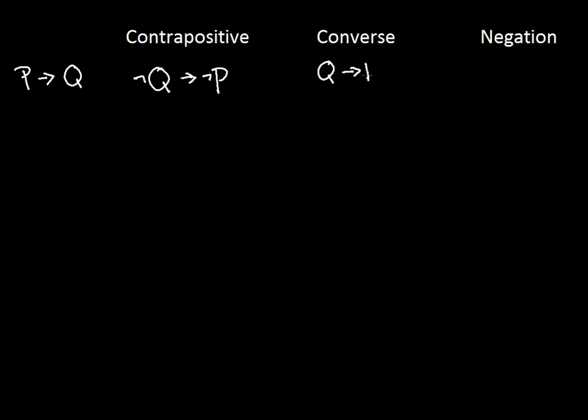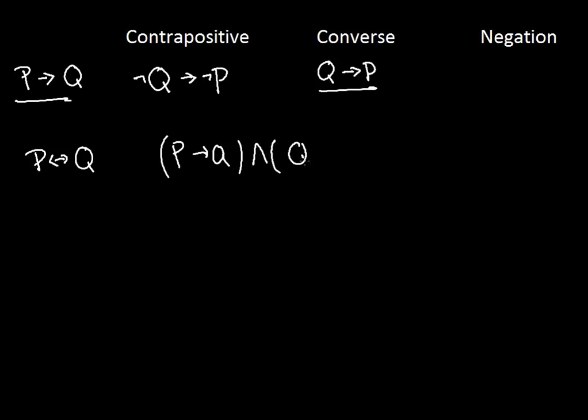The converse of that statement is Q implies P. So right away we realize that the if and only if statement, P if and only if Q, is the statement and its converse, because it's P implies Q and Q implies P, which is this. So that's where the converse is useful.